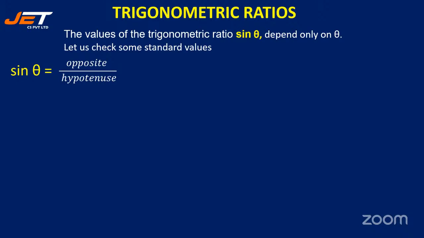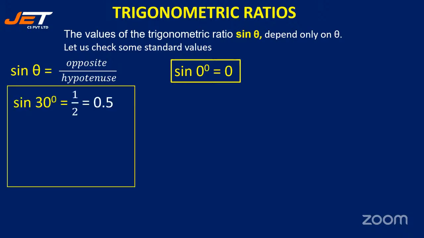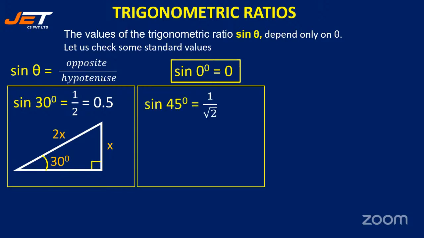All right, so sine theta is opposite side by hypotenuse. So sine 0 is 0. So what is sine 30? It is 1 by 2, that is 0.5. All right, so how do you find this? See here, opposite side by hypotenuse. So x by 2x, x gets cancelled, you have half. In other words, 0.5, right?